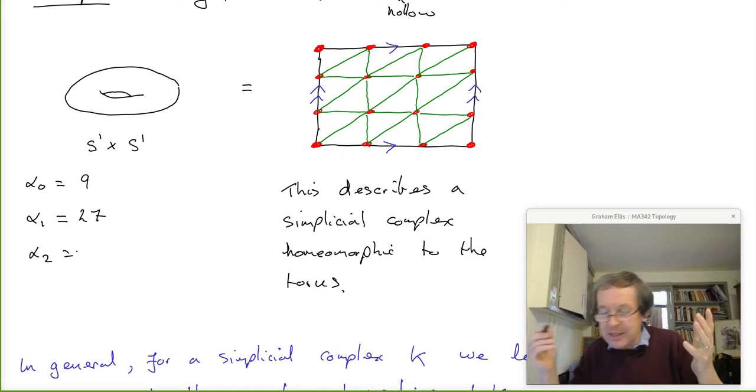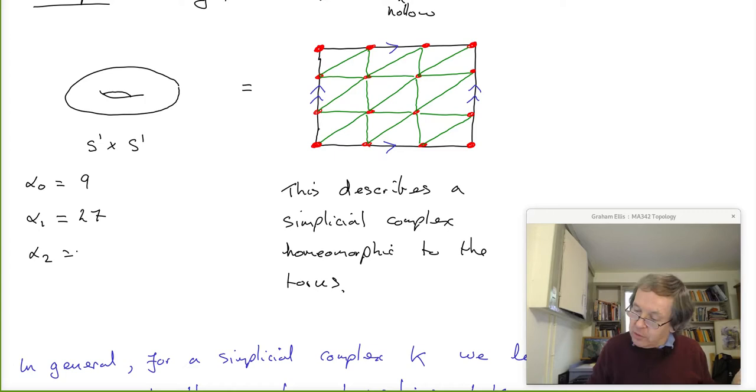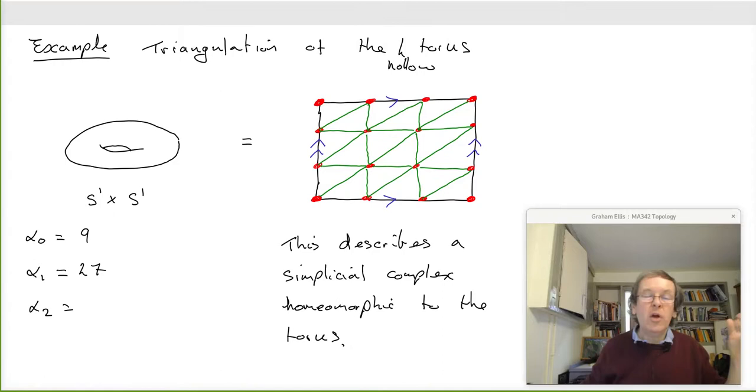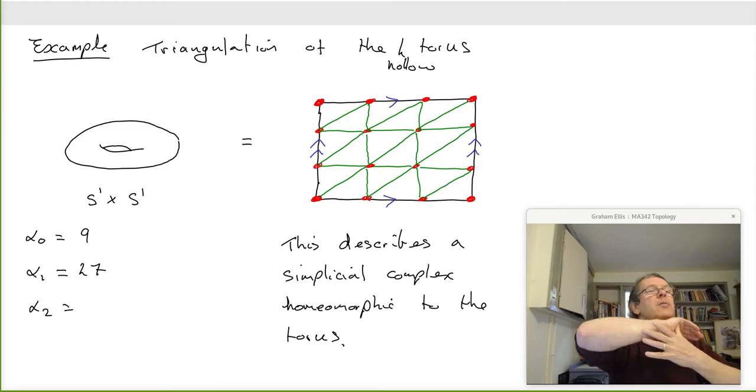What I'm drawing here is two things. I'm drawing a torus, so here's a torus represented over there. I'm also giving you a simplicial complex, which really, if I give you a simplicial complex, I only have to tell you what are the vertices, how many vertices are there, how many edges are there, how many triangles, and how do they fit together.